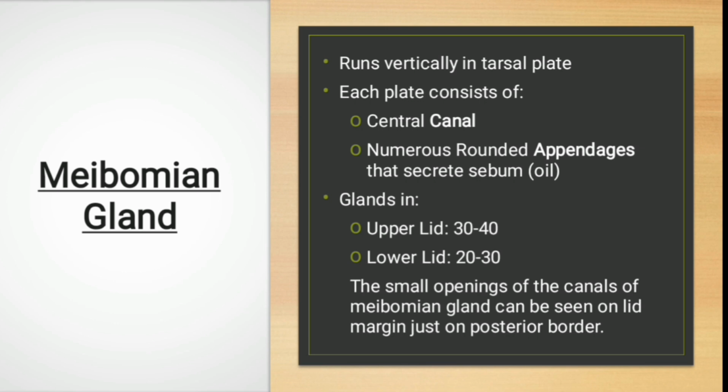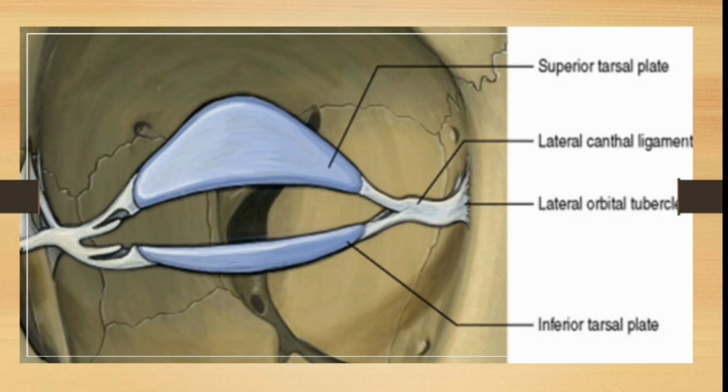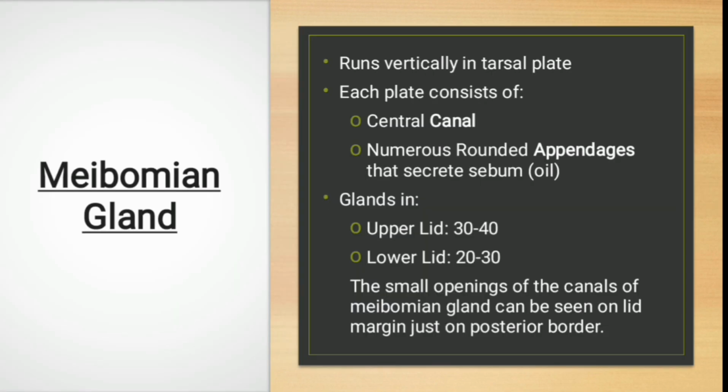So the Meibomian glands run vertically in the tarsal plate. So this was the tarsal plate, and the Meibomian glands run vertically. Each gland has a central canal, and numerous round appendages that secrete the sebum, which is the oil. Again, inside the tarsal plate the Meibomian glands run. In the structure of a Meibomian gland, there is a central canal and numerous circular structures that produce the oil.